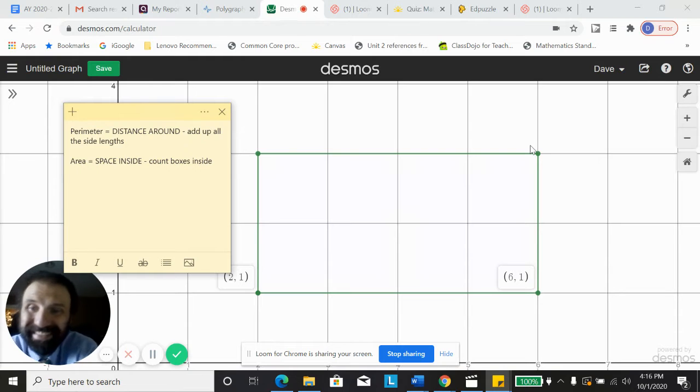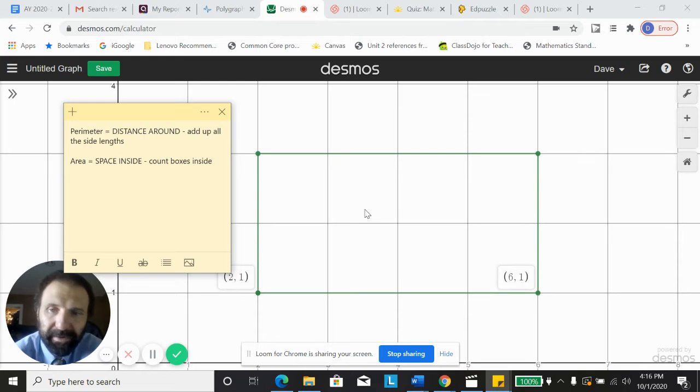Area is the space inside something, and that's found simply by counting how many boxes are inside of this. 1, 2, 3, 4, 5, 6, 7, 8. So the area of this is 8. You can also get it by multiplying the length, which is 4, by the width, which is 2. 4 times 2 is 8. And that's used if you're putting carpet down or grass down. Then you need to know the amount of space that something is taking up.